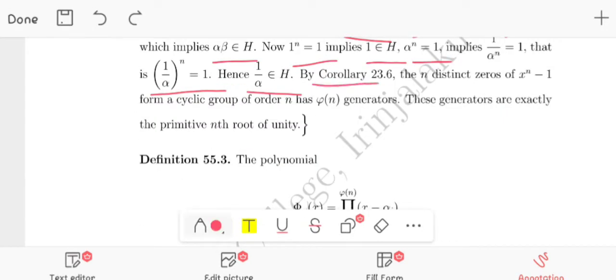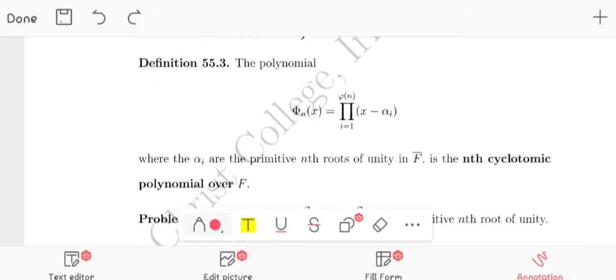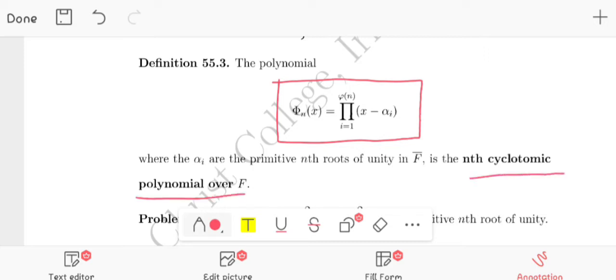By corollary 23.6, the n distinct zeros of x^n − 1 form a cyclic group of order n and have φ(n) generators, and these generators are exactly the primitive nth roots of unity. Now moving on to definition 55.3, the polynomial Φn(x) = ∏ from i = 1 to φ(n) of (x − αi), where the αi are the primitive nth roots of unity, is the nth cyclotomic polynomial over F.